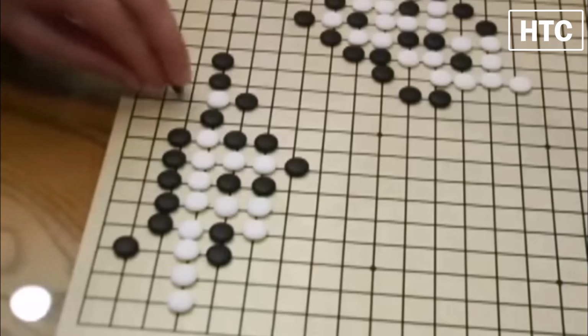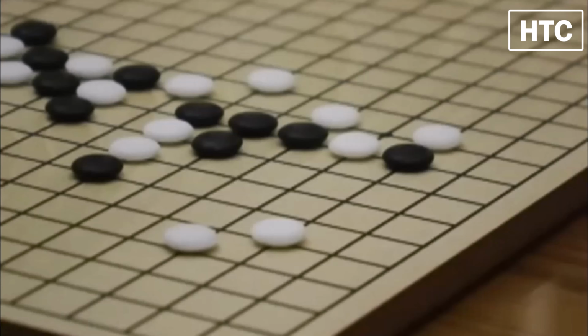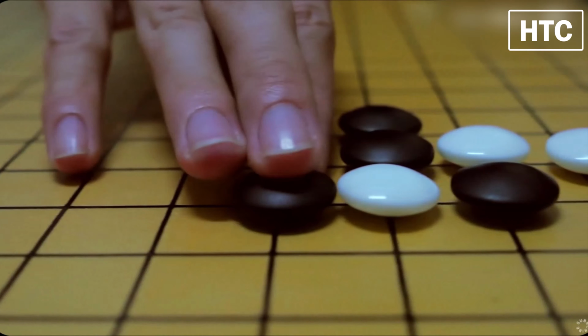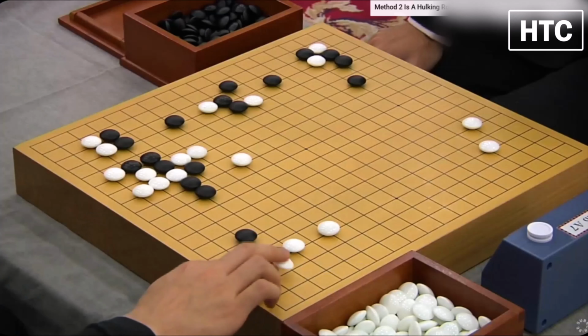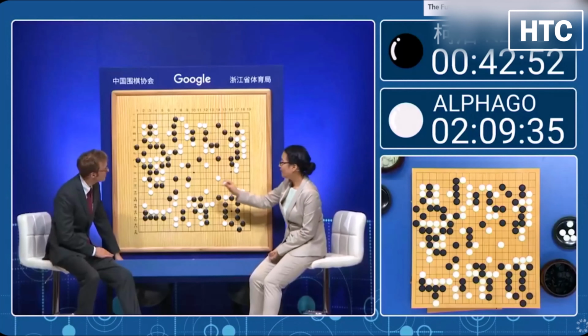AlphaGo defeated world champion Go player Lee Sedol in 2016. Go, an ancient board game with more possible configurations than atoms in the universe, was long considered a grand challenge for AI. AlphaGo combined reinforcement learning with deep neural networks to learn strategies beyond human intuition. It played millions of games against itself, each time learning and refining its tactics.